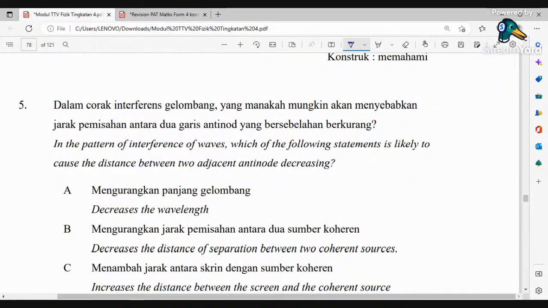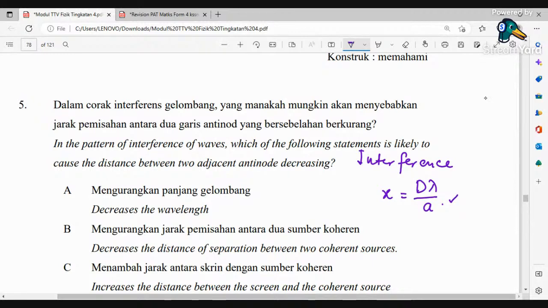Number 5, in the patterns of interference of wave, which of the following statements is likely to cause the distance between two adjacent antinodes to decrease? So this one is already interference. Distance between two adjacent antinodal lines is x equals lambda D divided by a. Okay, so this is the formula. If you discuss this type of question, you go and check the formula.